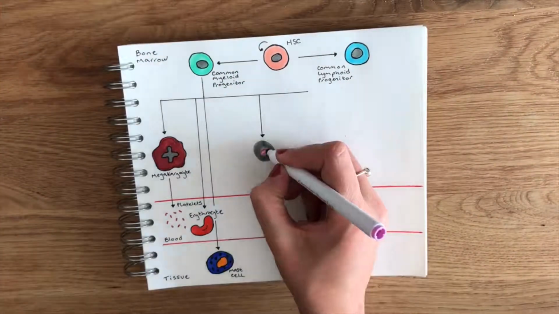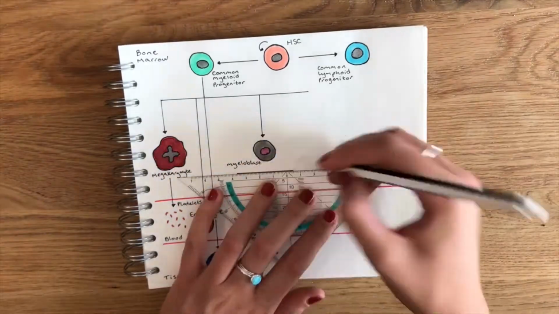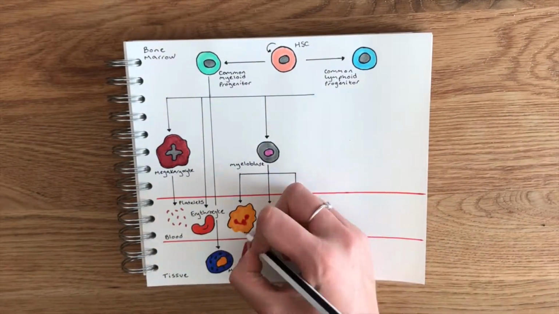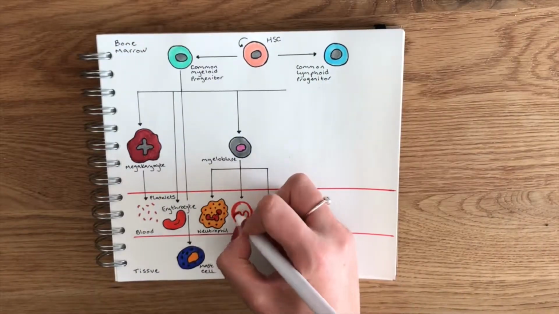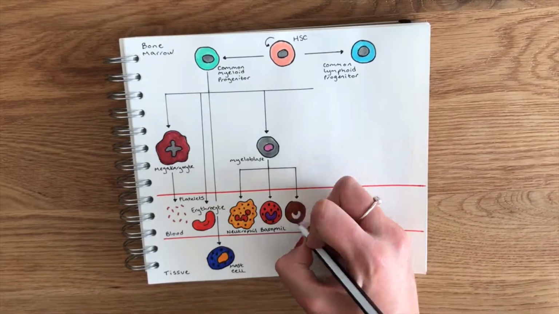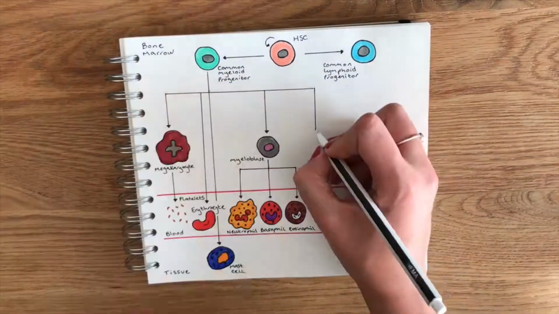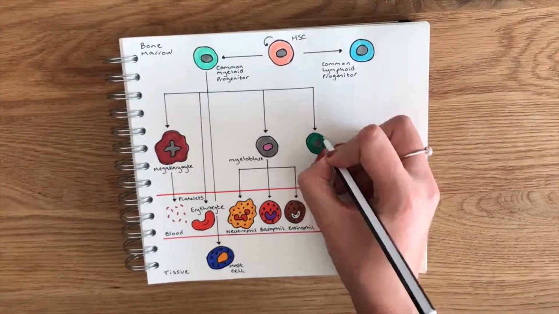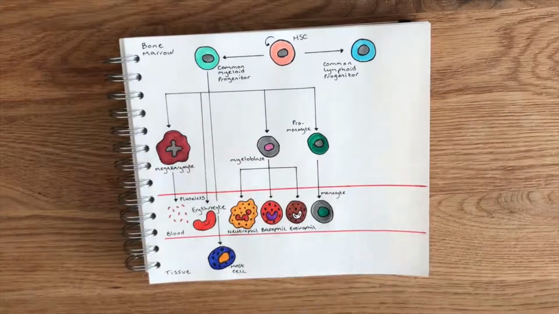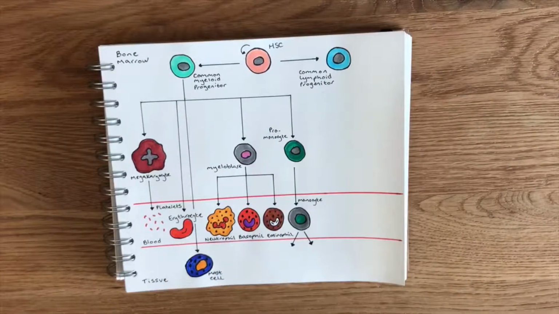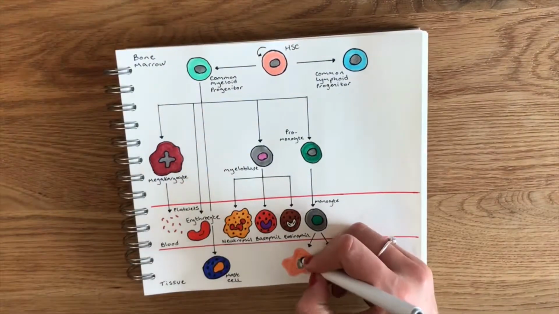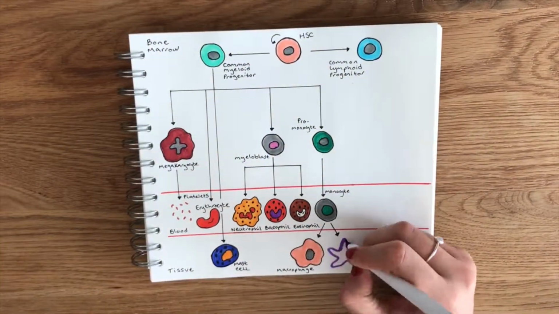Common myeloid progenitors can also develop into myeloblasts, which in turn can develop into either a neutrophil, a basophil, or an eosinophil. And this group of cells are known as granulocytes because they have large granules within them that store lots of cytotoxic proteins which they can release. And finally, they can develop into a monocyte. Monocytes can further differentiate once they have migrated outside of the blood and into various tissues. Depending on what signal they have received, they can develop into either a macrophage or a myeloid dendritic cell.